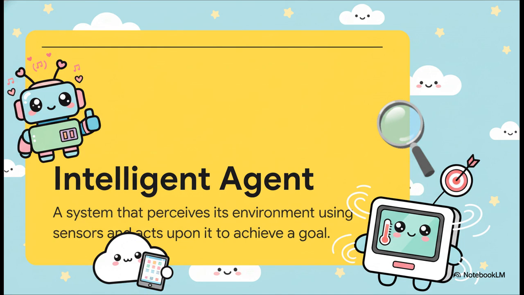An intelligent agent is basically anything that can sense what's going on around it, its environment, and then do something in that environment to try and achieve a goal. And notice I said anything. It doesn't have to be a physical robot. It could be a bit of software, or even your smart thermostat at home.